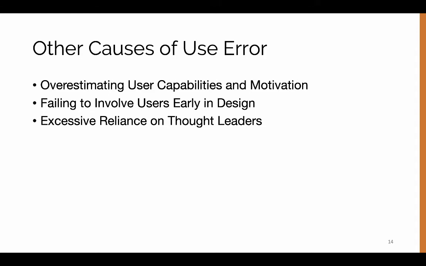And there are other causes of use error as well. Sometimes we overestimate user capabilities and user motivation. Just because you're motivated to design your product doesn't necessarily mean somebody is motivated to learn it and then use it. Sometimes we fail to involve users early on in the design process, which is a big miss, because that's when we can really make the best use of their input.